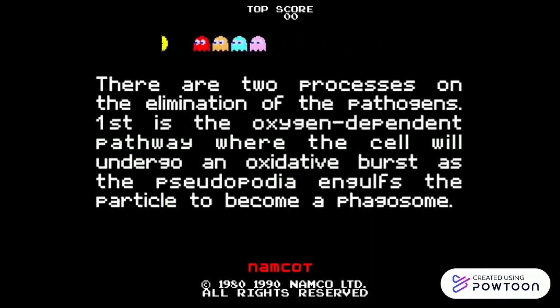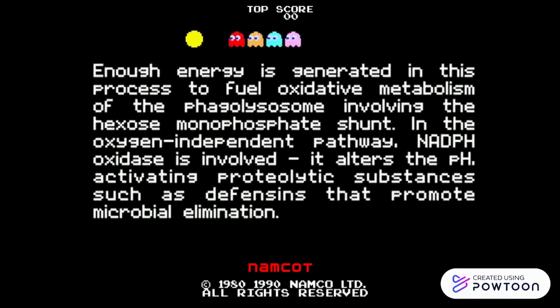There are two processes on the elimination of the pathogens. First is the oxygen-dependent pathway, where the cell will undergo an oxidative burst as the pseudopodia engulfs the particle to become a phagosome. Enough energy is generated in this process to fuel oxidative metabolism of the phagolysosome involving the hexose monophosphate shunt.